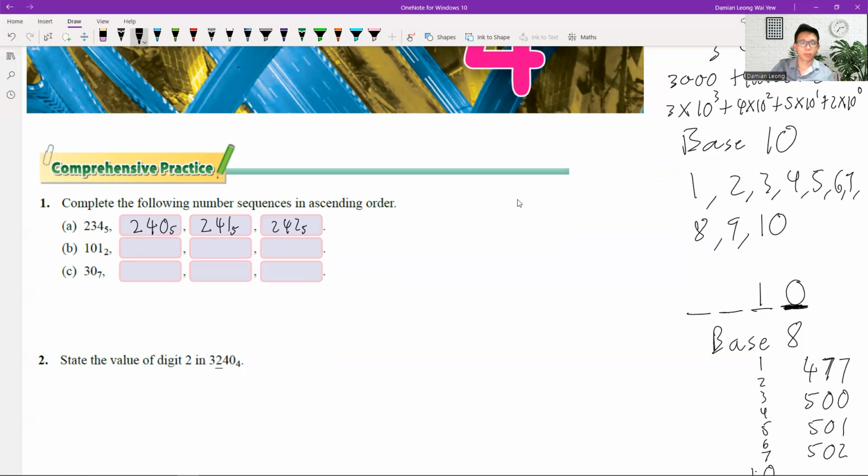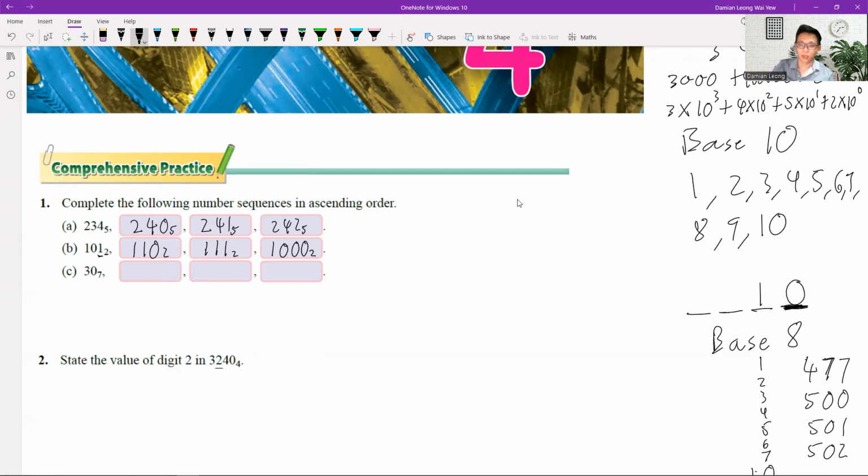This one, 1, 0, 1 in base 2. After 1 is 2, so carry over to the next position, and the first place value resets to 0. So it's 1, 1, 0 in base 2, and then 1, 1, 1. After 1, 1, 1, increase again, it will be 2. Carry over, it will also be 2. Carry over again, also 2. So it's the next position, 1, then the other place values become 0. 1, 0, 0, 0 in base 2.